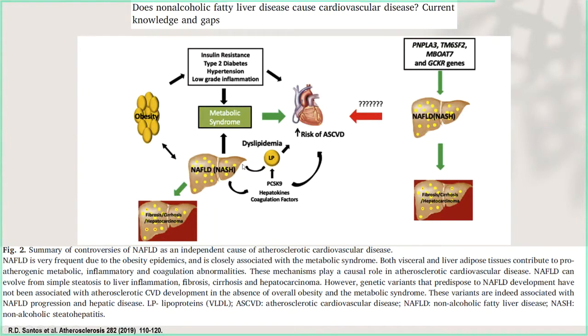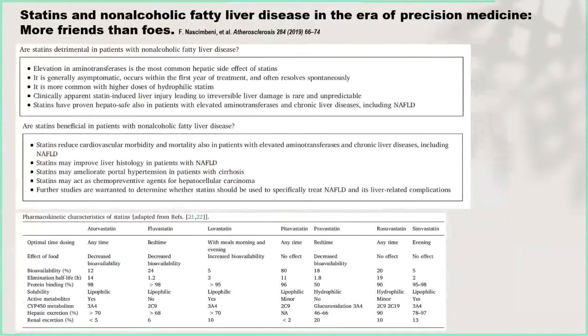There are other things that come as a result of liver disease, which includes dyslipidemia, hepatokines and coagulation factor abnormalities, which increase the risk. And whether, if you don't have the metabolic syndrome and you develop NAFLD due to some genetic factors that drive this, will that cause also cardiovascular disease is something that needs to be clarified. But it is something that we need to keep in mind.